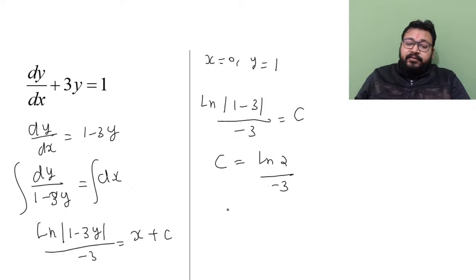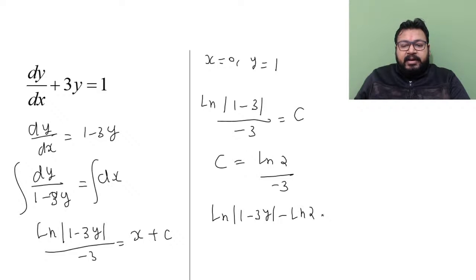So let us put the value of c here, and can take the c on that side. So it is ln of 1 minus 3y minus ln of 2, और जो माइनस 3 नीचे का कॉमन आया है, ठीक है, उसे हम क्या करते हैं, उसे हम ले जाते हैं बाहर उस तरफ. So that is minus 3x. So ln of a minus ln of b is ln of a by b, 1 minus 3y by 2 is equal to minus 3x.